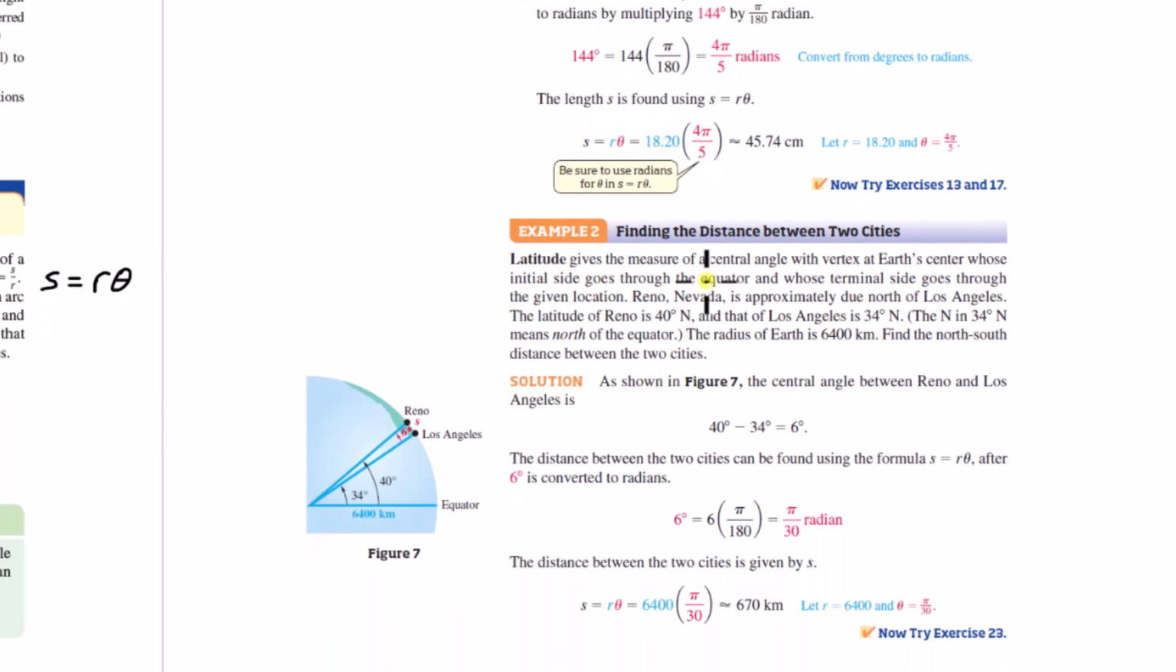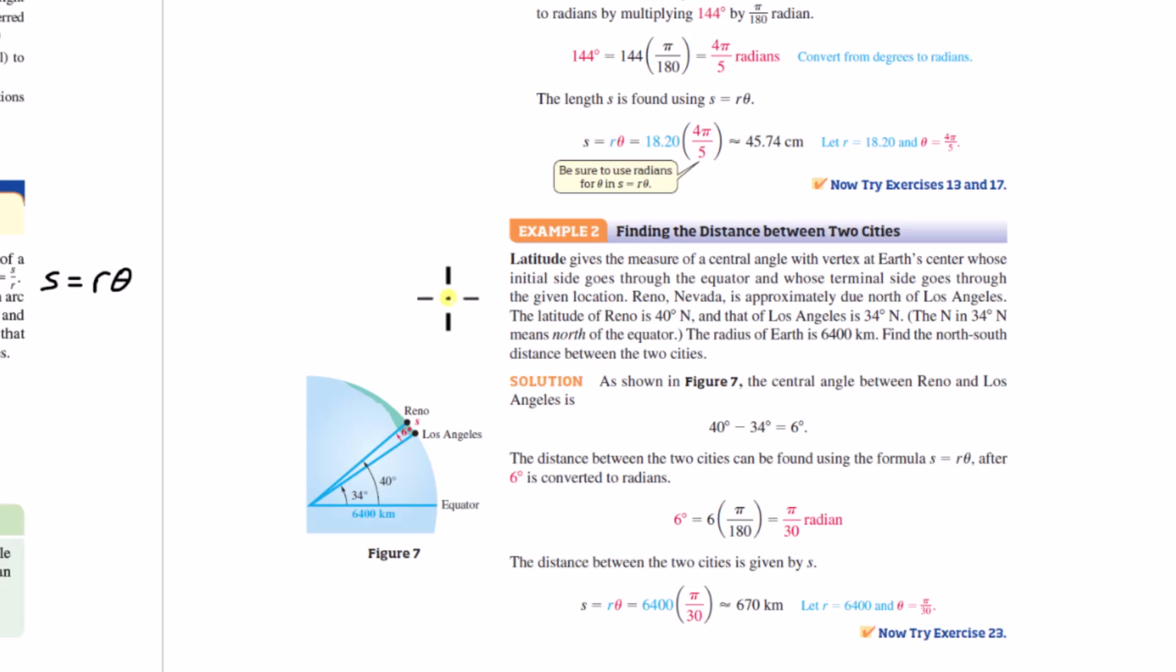Okay, finding the distance between two cities. Latitude gives the measure of a central angle with vertex at the Earth's center, whose initial side goes through the equator and whose terminal side goes through the given location. Reno, Nevada is approximately due north of Los Angeles. The latitude of Reno is 40 degrees north, and that of Los Angeles is 34 degrees north. Yeah, the north means north of the equator. The radius of Earth is 6,400 kilometers.